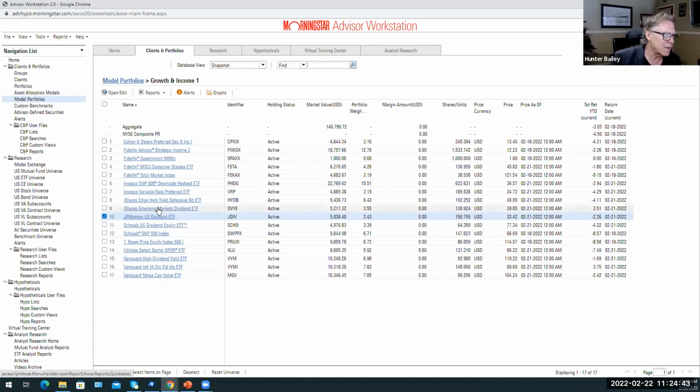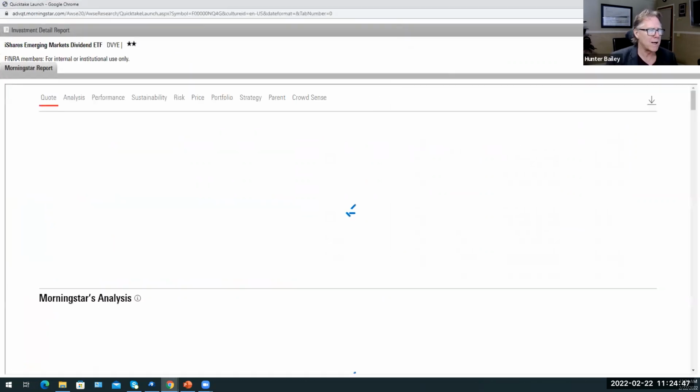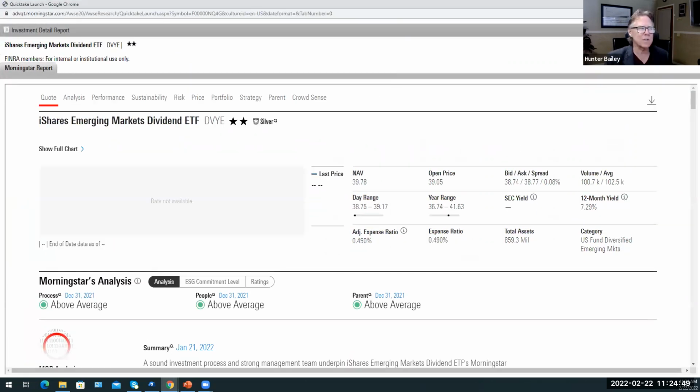Here's a fund I'm intrigued with. I have not used it. I'm not encouraging you to buy it. I'm just intrigued. iShares Emerging Markets Dividend, 2-star, but I don't know that it has anything to compare it to. It's a silver rating quantitatively, 859 million. Expense ratio is 0.49. Okay, I would expect that. Look at the yield, 7.29. That's amazing. How are they getting that?